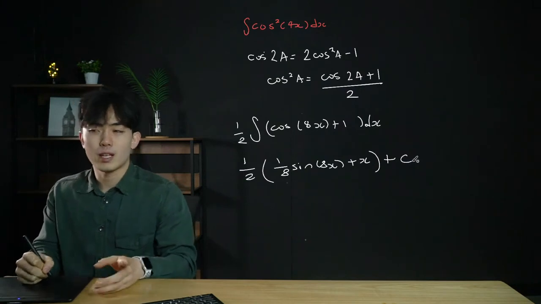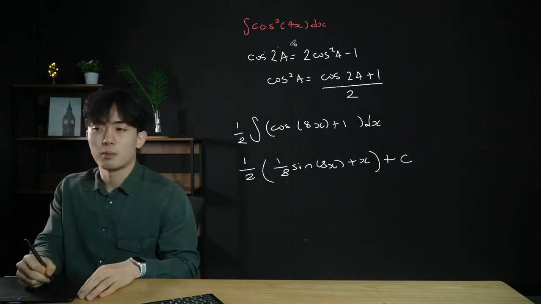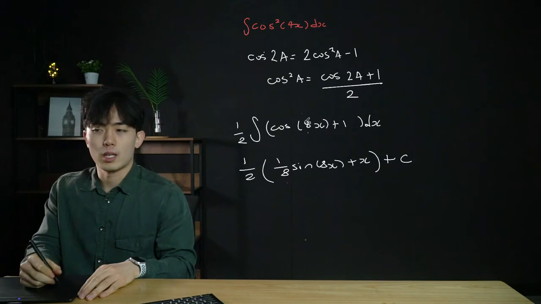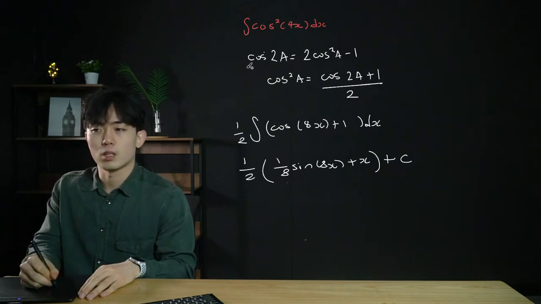So just be very careful what our a is in the question. But for sine squared and cos squared, we have to use the double angle formula, more specifically the cos 2a formula.